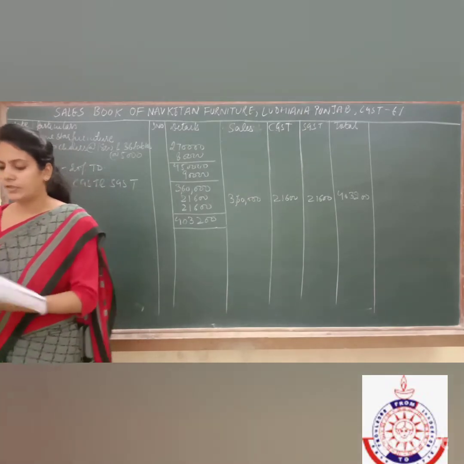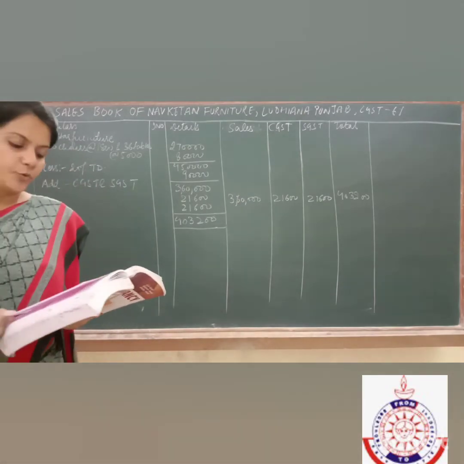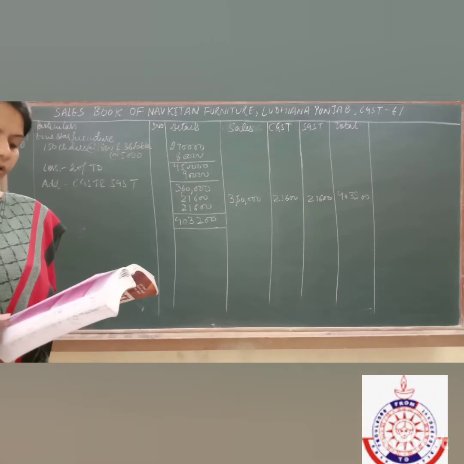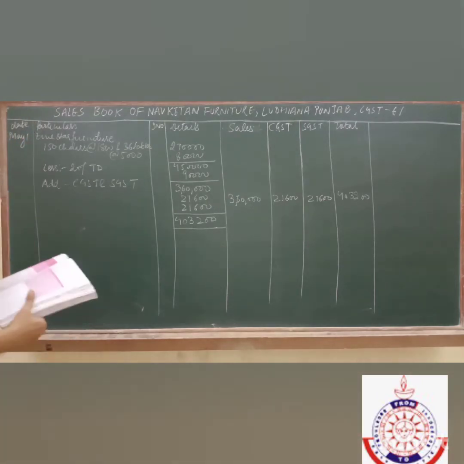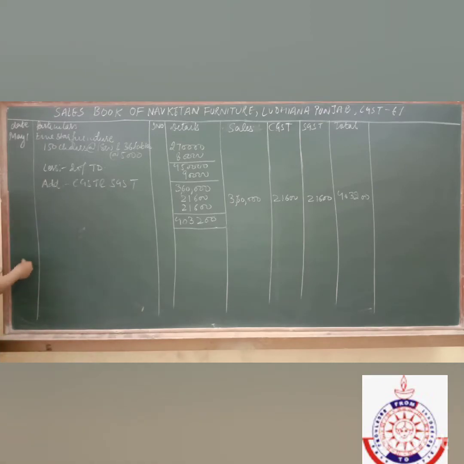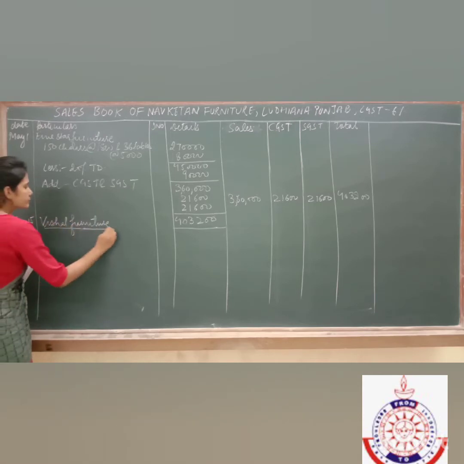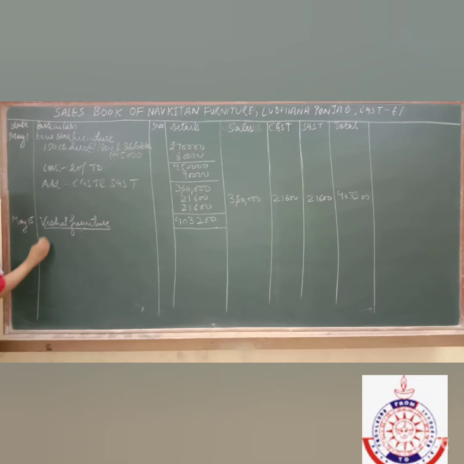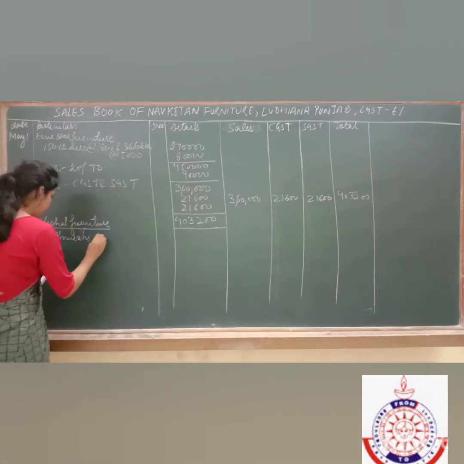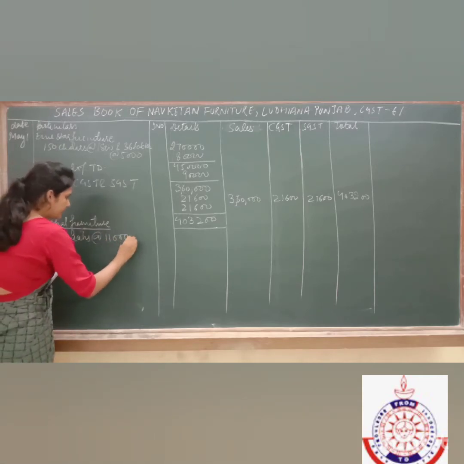Read the next one. Next is sold goods to Vishal Furniture House, Amritsar, Punjab, 10 Almirahs at the rate of 11,000 each. Put the date here, May 15. You have sold goods to Vishal Furniture. You have sold 10 Almirahs at the rate of 11,000 each.